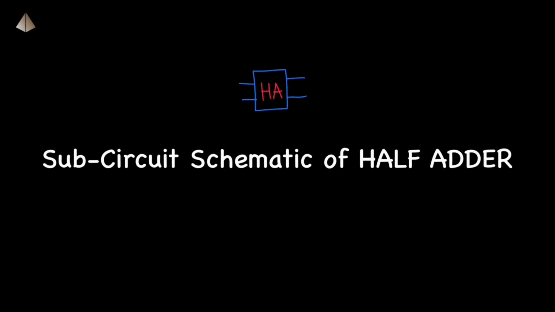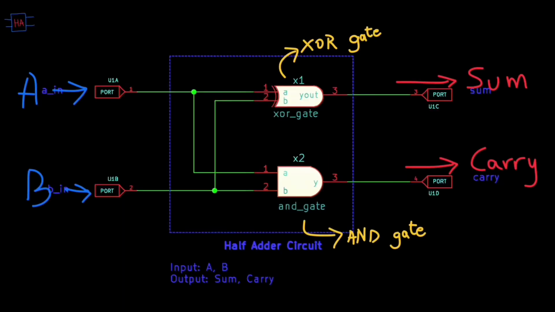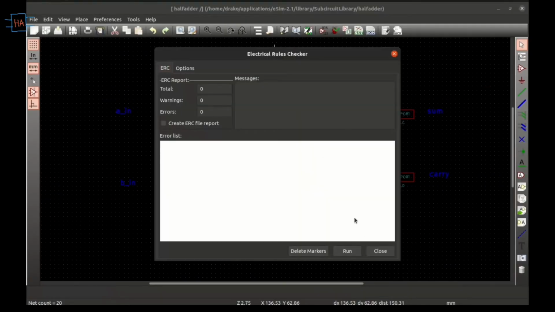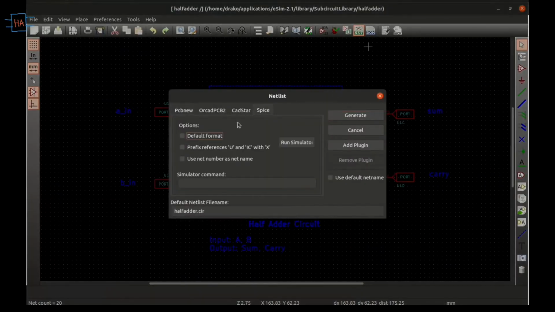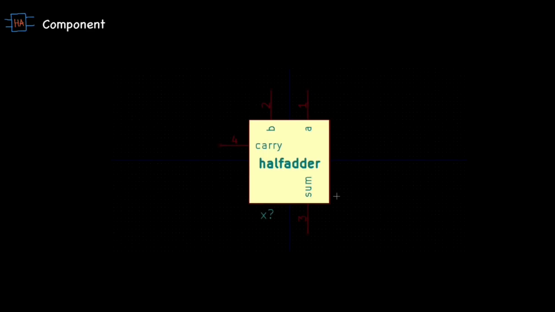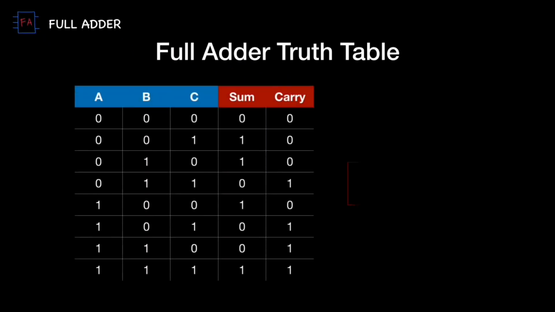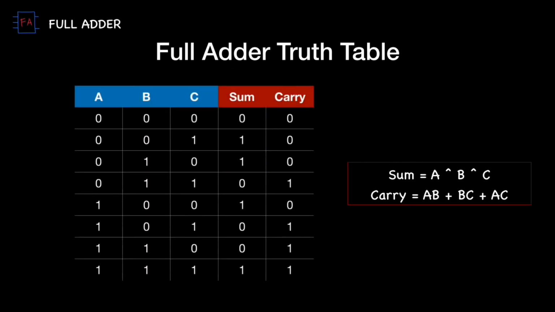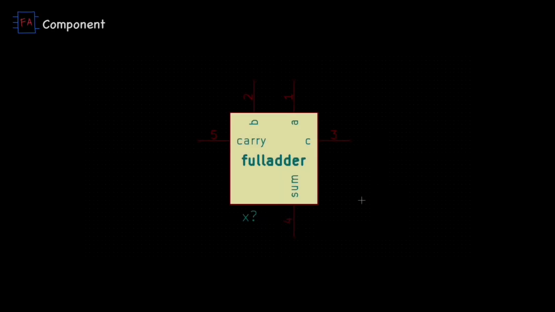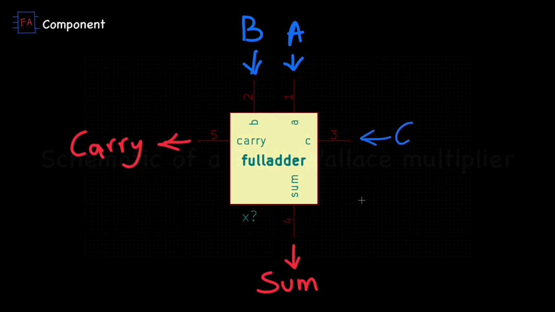Draw the schematic for half adder using AND gate and XOR gates. Annotate and perform the DRC. If none, then generate the SPICE netlist and make a component symbol for the half adder. Full adder. It has 3 inputs and 2 outputs. The output sum is high when the odd number of inputs are high. The output carry is high when 2 or more inputs are high. Draw the subcircuit schematic and a component as mentioned in earlier topics.